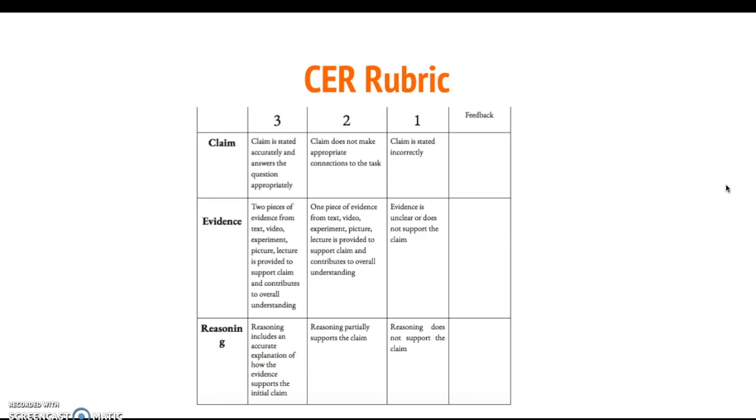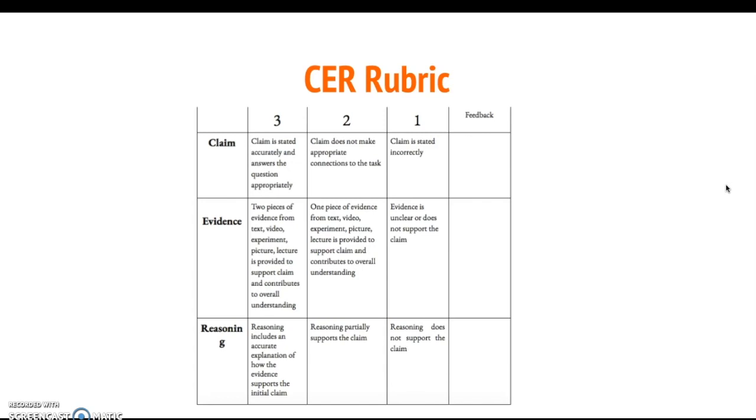For a 2, 1 piece of evidence from text, video, experiment, picture, and lecture is provided to support claim and contributes to overall understanding. And a 1, evidence is unclear or does not support the claim. For reasoning, a 3 requires students to include an accurate explanation of how the evidence supports the initial claim. For a 2, reasoning only partially supports the claim. And for a 1, reasoning does not support the claim at all.